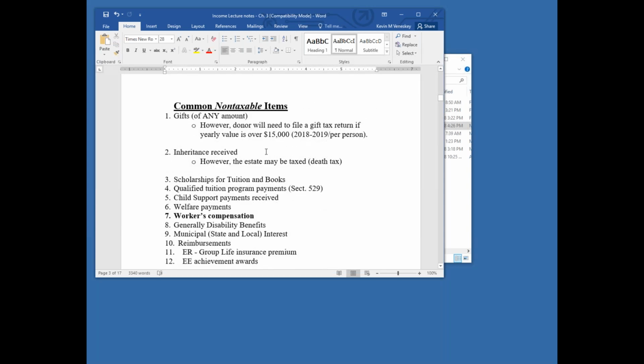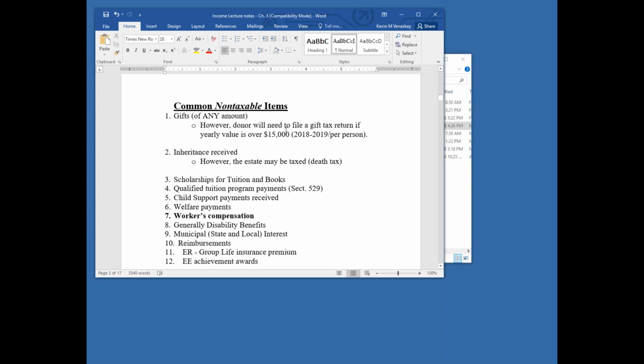Okay, non-taxable items. These are just as important to know so you don't accidentally record these, or so that you may want to try to get your income in these types of items. All right, so gifts. Anytime you receive a gift, it's not taxable to you. The person who may need to do something special is the giver. If the giver is providing over $15,000 to you in gifts, whether it's cash or property, then they have to file a gift tax return.